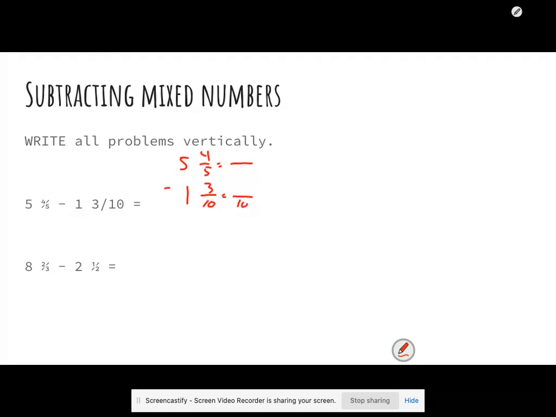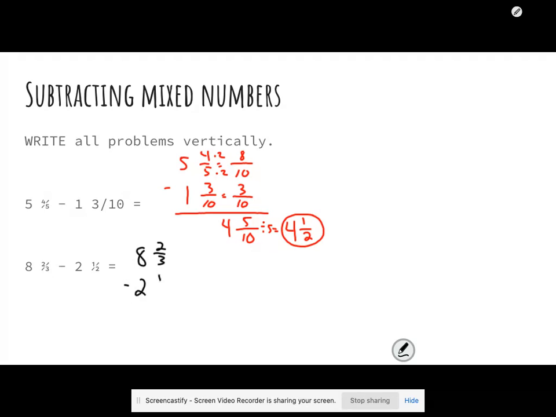So 10 is going to be my common denominator. Multiply by 2. This is going to stay the same. And so when I subtract, 8 subtract 3 is 5 over 10. 5 subtract 1 is 4. Now I need to make sure that I simplify here. So my final answer is going to be 4 and 1/2.